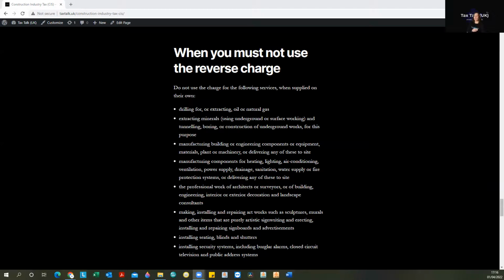surveyors or of building engineering, interior or exterior decoration and landscape consultants, making, installing and repairing artworks such as sculptures, murals and other items that are purely artistic, sign writing and erecting, installing and repairing signboards and advertisements, installing seating, blinds and shutters, installing security systems, including burglar alarms, closed circuit television and public address systems.